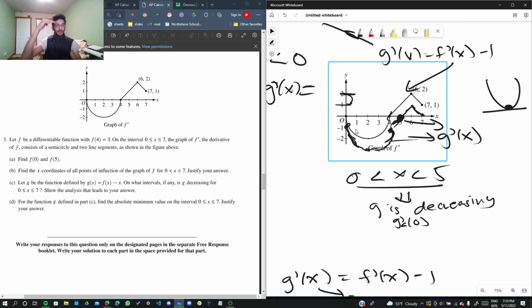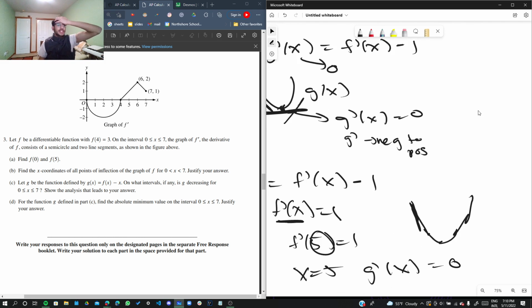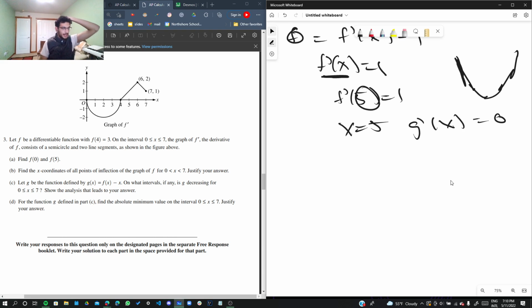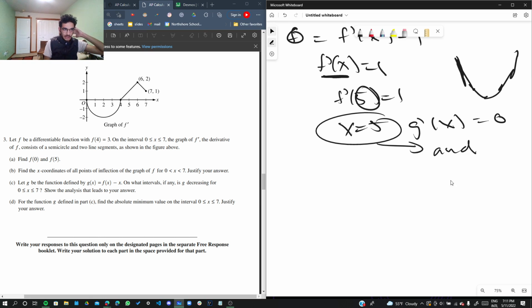I'm talking about slopes in terms of derivatives, so f prime goes from negative to positive, which means it's an absolute minimum of g. So x equals 5 is where the absolute minimum occurs, because g prime is equal to 0, and g prime changes from negative to positive. All right, we're done with that.